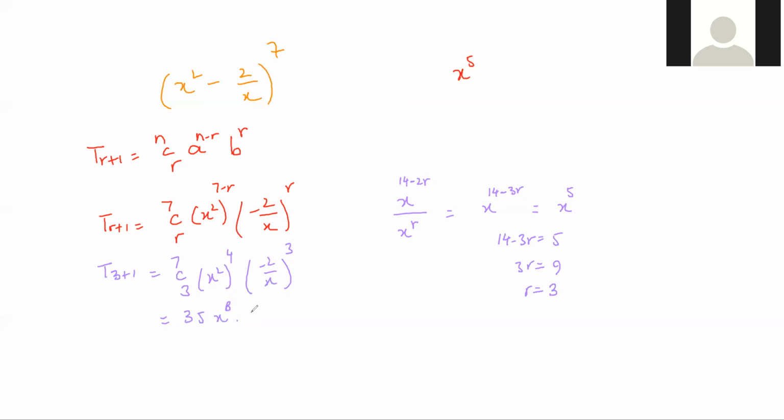This time this will be minus. This is minus 8 over x cubed. So this is minus 280 x raised to power 5. So this is how you can reach a specific term with a particular power on x.